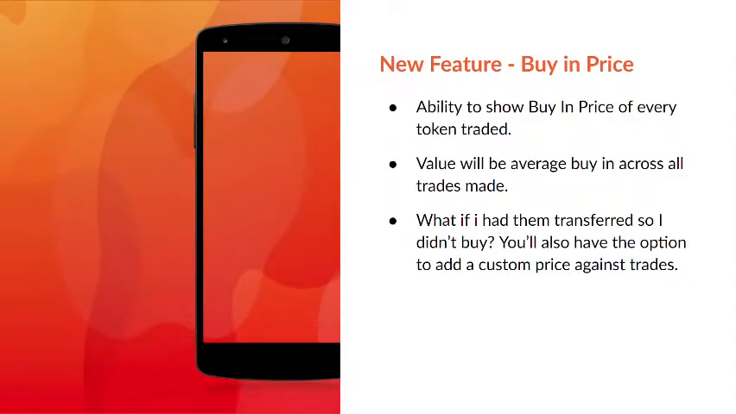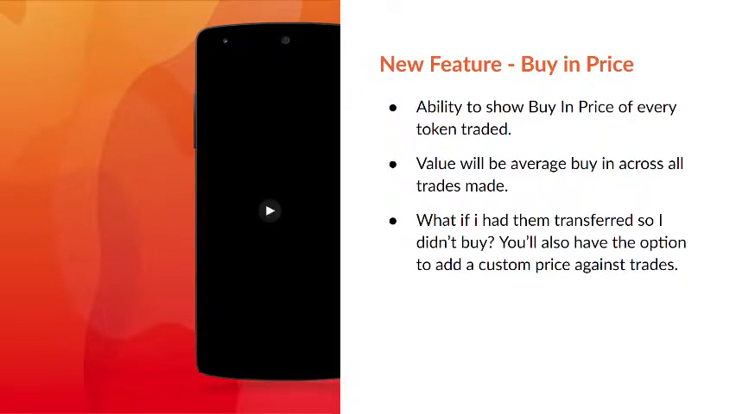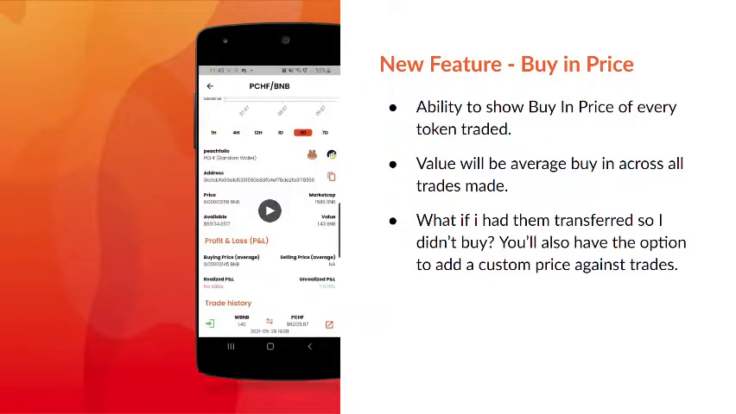So the next part of the show is our first look at some of the premium features that will be in place in upcoming versions of the app. Okay, so this is the first time we've really been able to share this with the community, so we're really excited to be able to do this today. So the first new feature we're showing you today is the buy-in price. Okay, so that will let you show whatever buy-in price you have of each separate token that you own. It will be the average buy-in across all the trades that you've made.